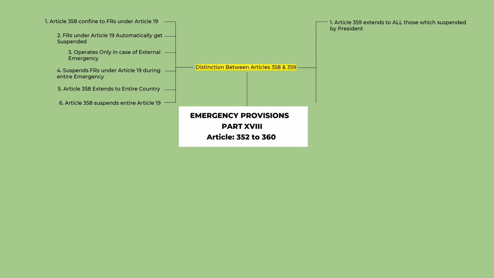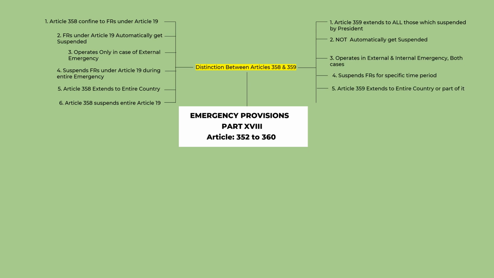Article 359 extends to all those rights suspended by the President, which do not automatically get suspended. It operates in both external and internal emergency. It suspends fundamental rights for a specific time period. Article 359 extends to the entire country or part of it. Article 359 does not empower the President to suspend enforcement of Article 20 and 21.